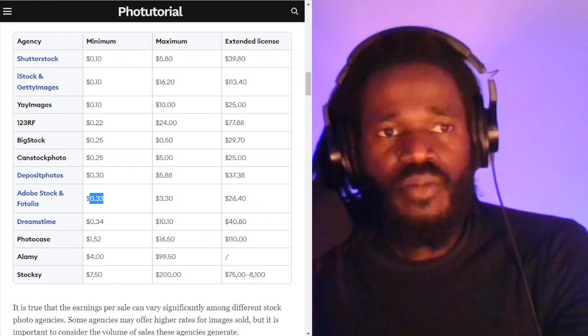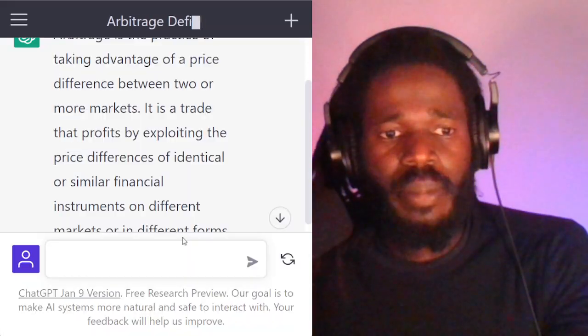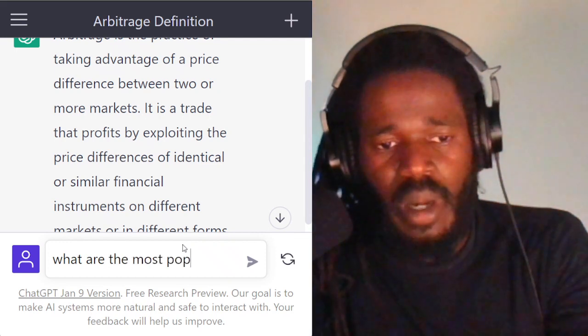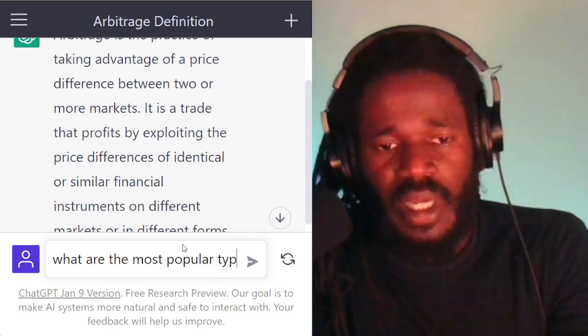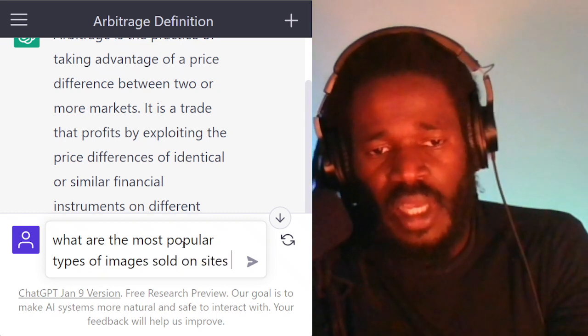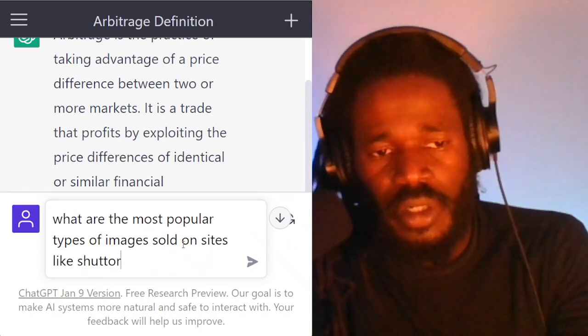Now, what are the most popular images? What are the most popular types of images sold on sites like Shutterstock?